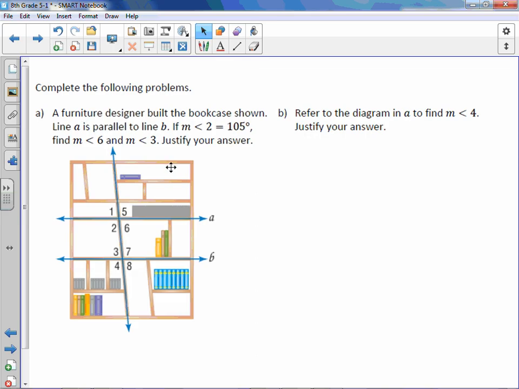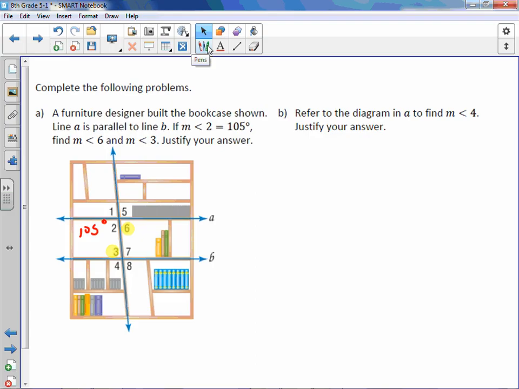A furniture designer built the bookcase shown. Line A is parallel to line B. If the measure of angle 2 equals 105 degrees, find the measure of angle 6 and the measure of angle 3 and justify your answer. Okay, so we want to find angle 6 and angle 3.